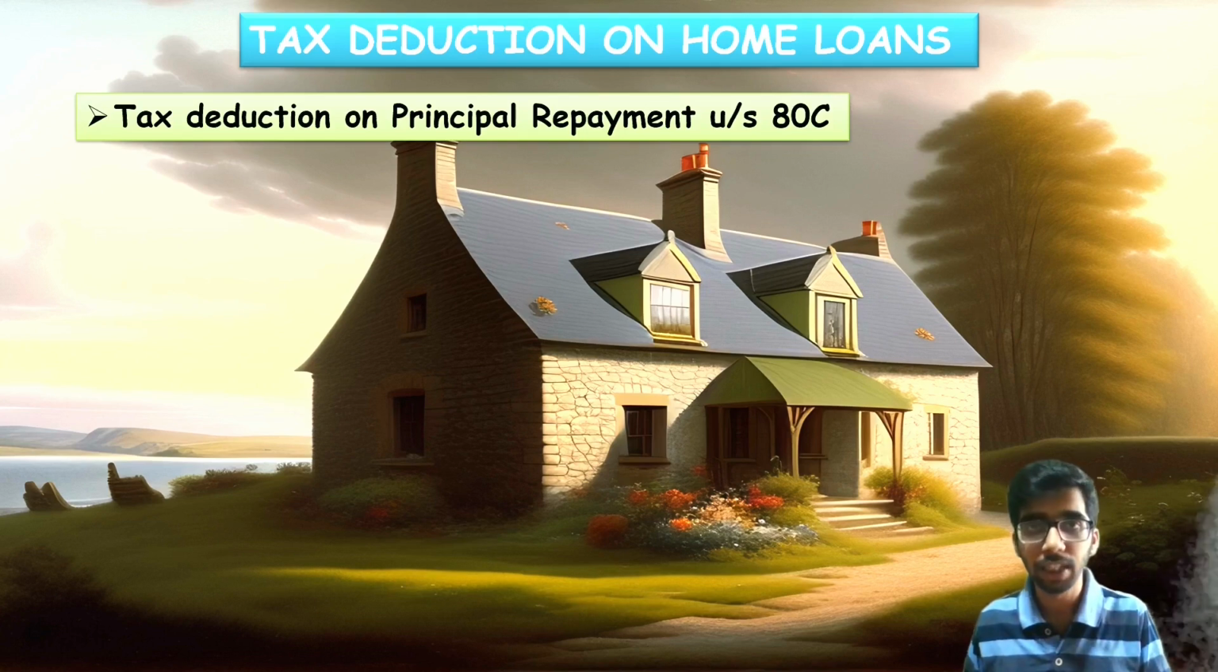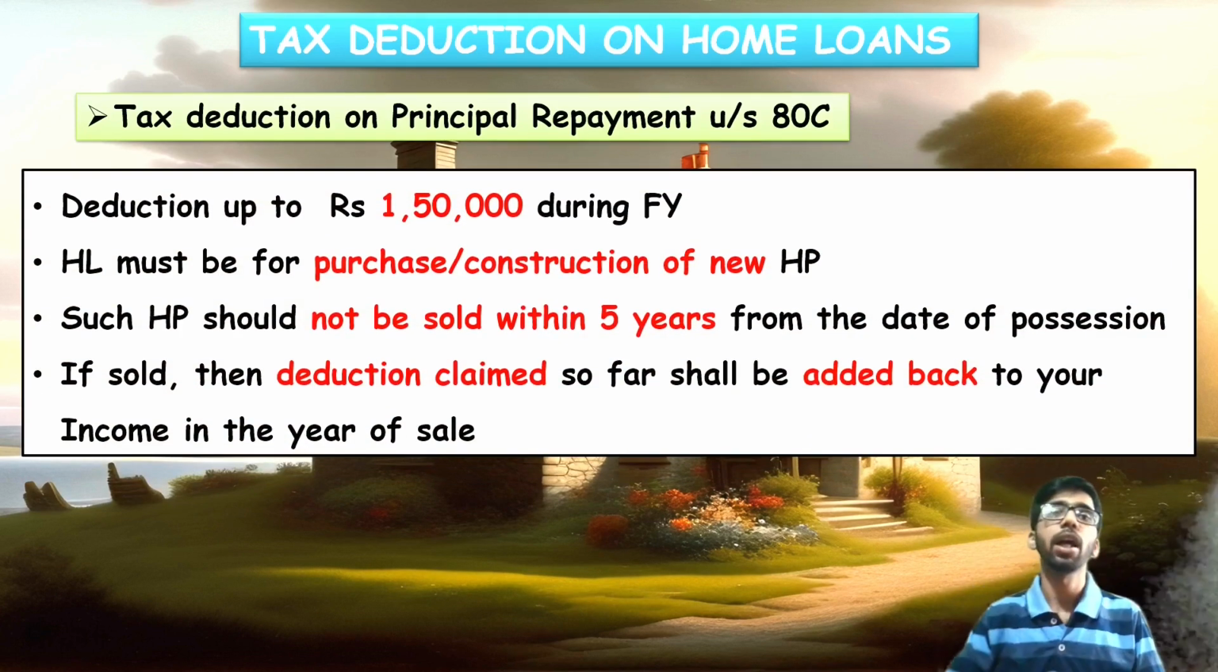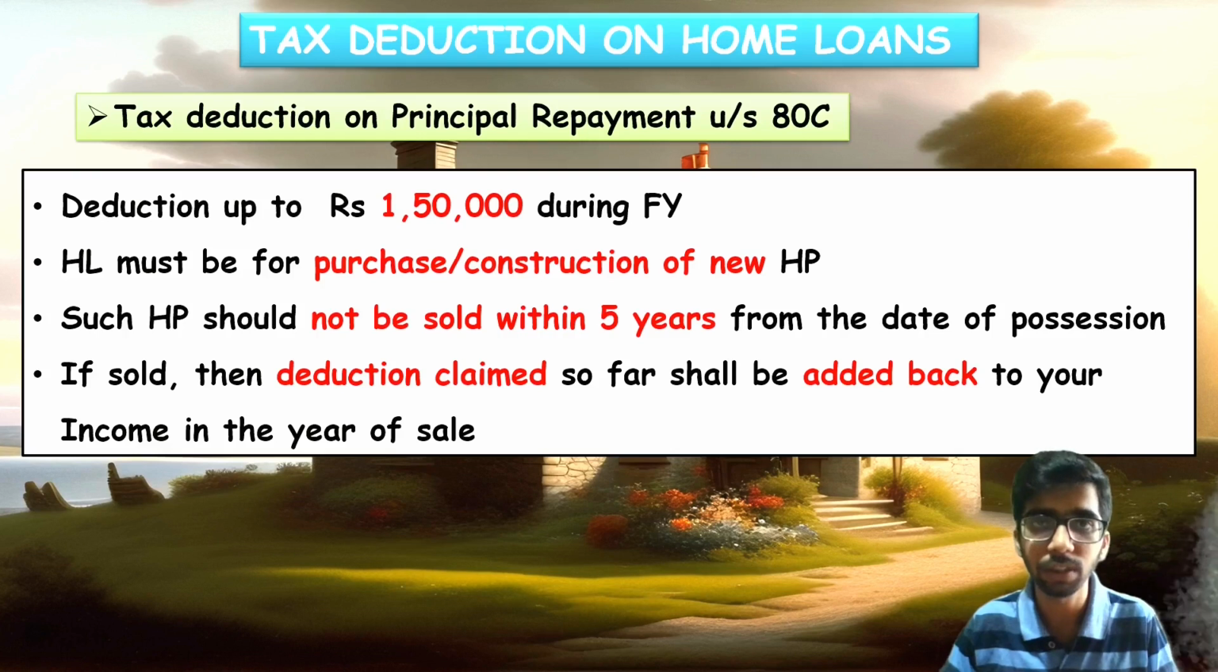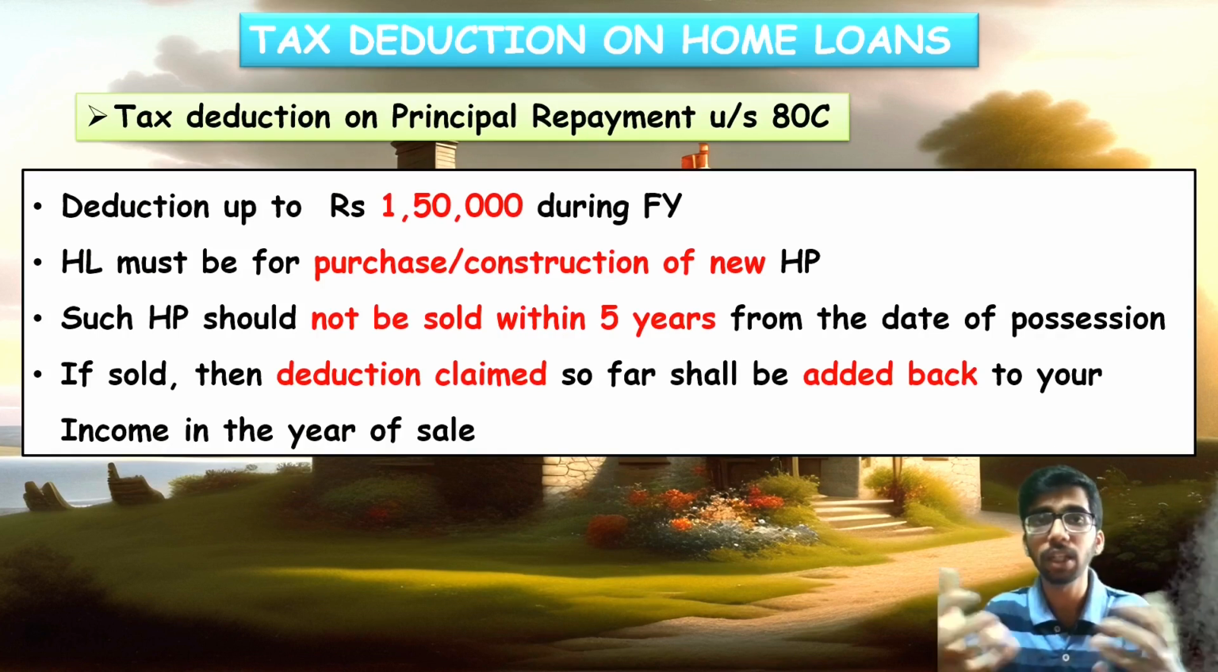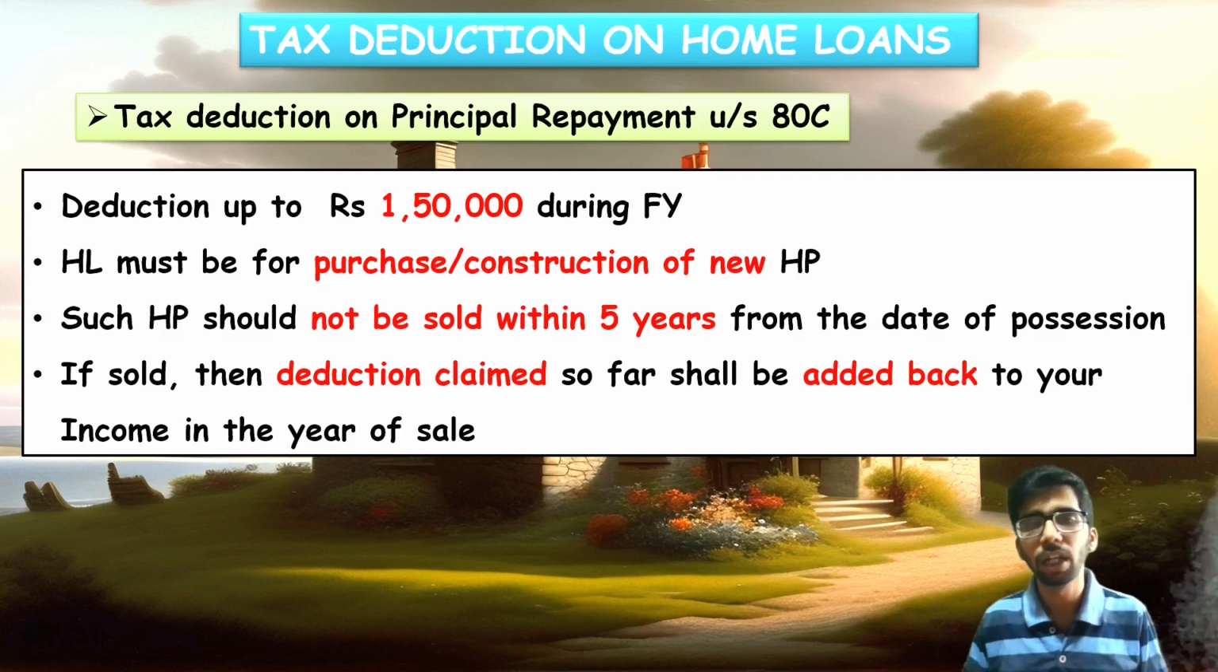Under section 80C, I have already discussed deductions in my earlier videos. If you have not watched it, please watch, and I will also provide the link in the description box. Deduction up to 1,50,000, as already said, and actually this is only the principal portion.